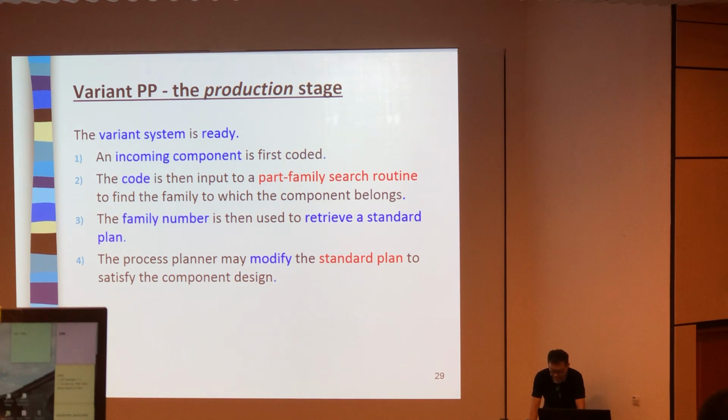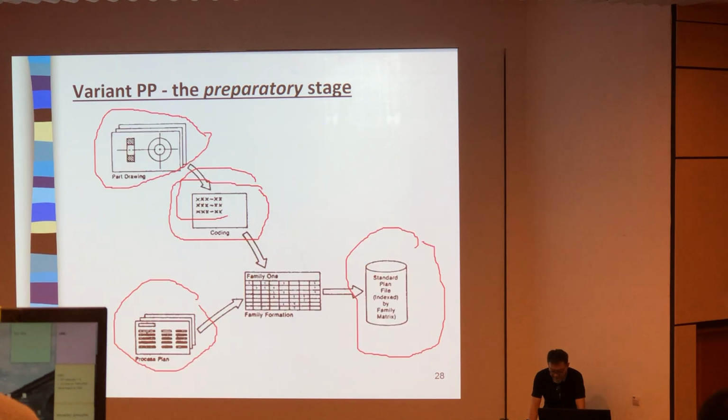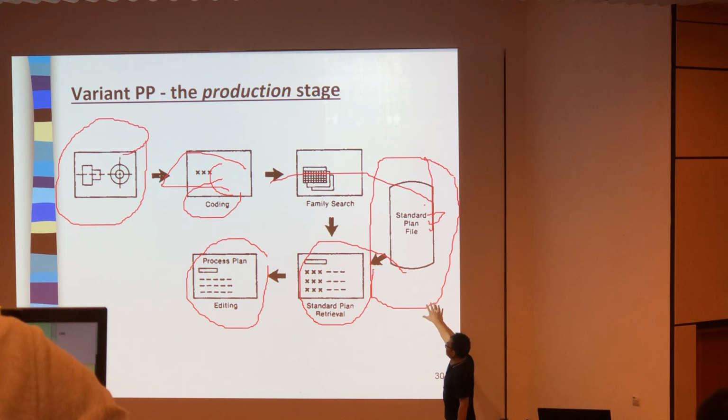So this is the production stage, and the steps are summarized all here. All right, we're not 100% done. For the production stage, as I mentioned, ideally we will find a family. The family matching or family search will be successful, and then we identify a part family and retrieve the standard plan. But what if we can't? What if this family search fails? It's possible, right? If the new component is quite odd, it's nothing similar to any of those existing ones. So what will happen?